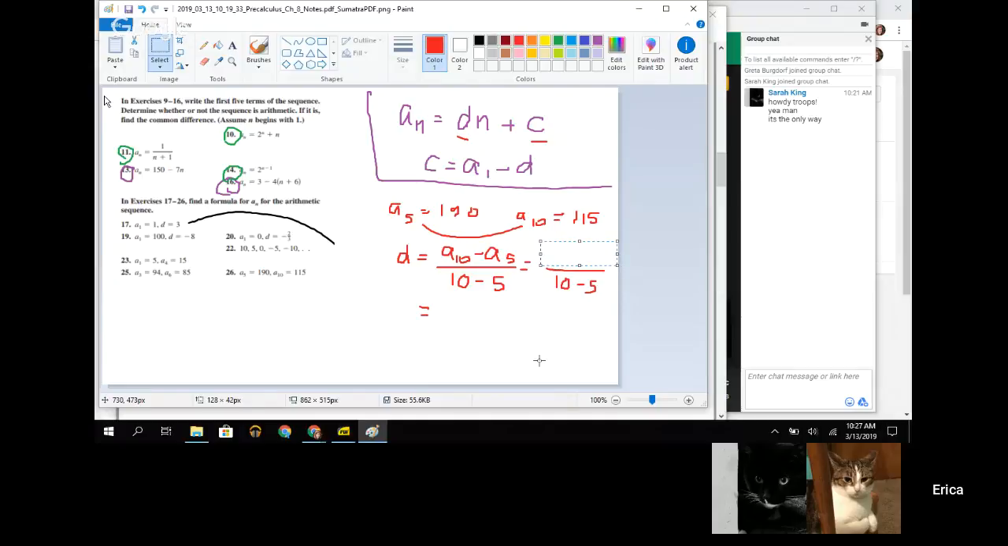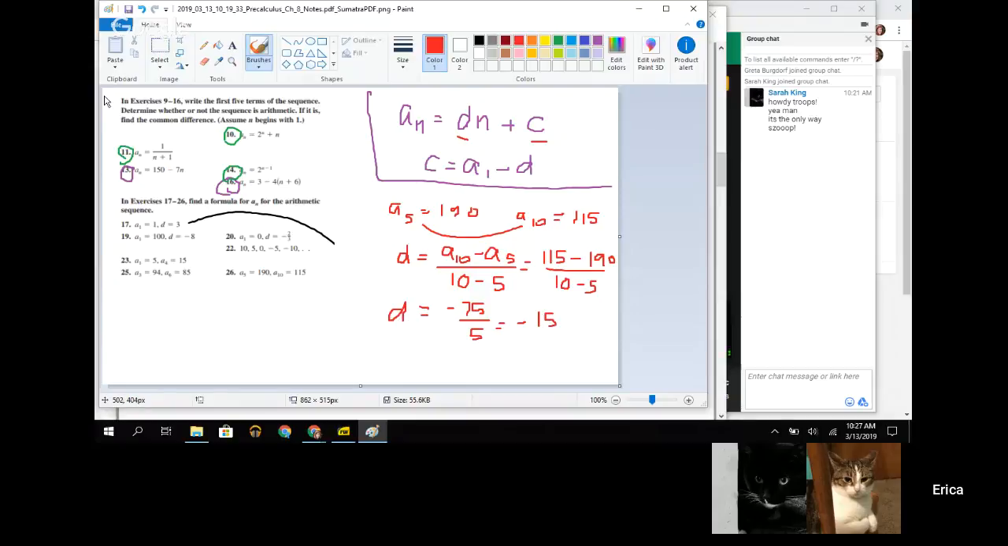Sorry. Go back 1 second, right? Or 5 seconds or whatever. All right, so a sub 10 is actually 115 and a sub 5 is 190 because this sequence is going down in value. So negative 75, that's right, over 5 equals negative 15.